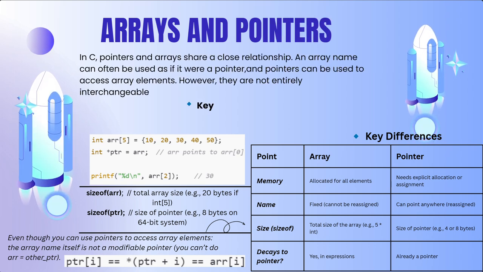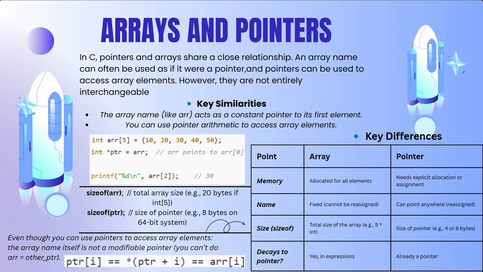Next, arrays and pointers. In C, pointers and arrays share a close relationship. An array name can often be used as if it were a pointer, and pointers can be used to access array elements. However, they are not entirely interchangeable. Okay. We will understand the similarities and differences between an array and a pointer. So an array name like ARR acts as a constant pointer to its first element.